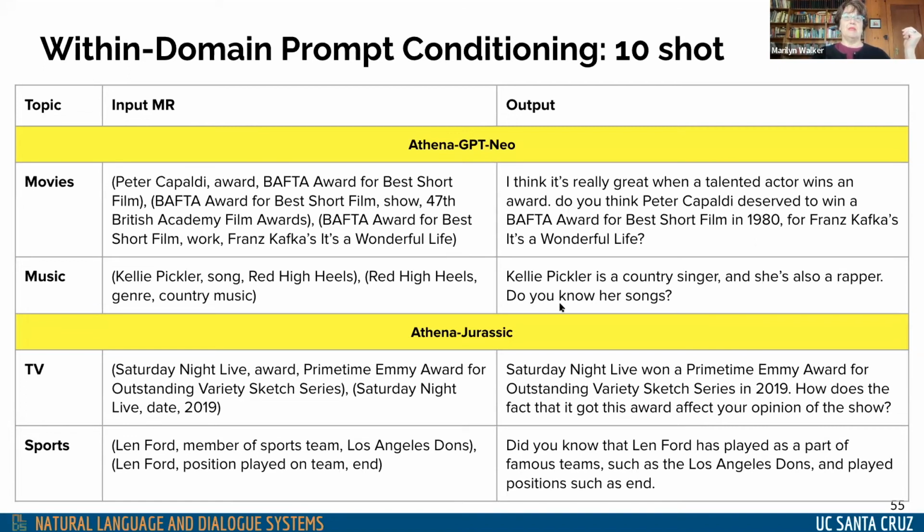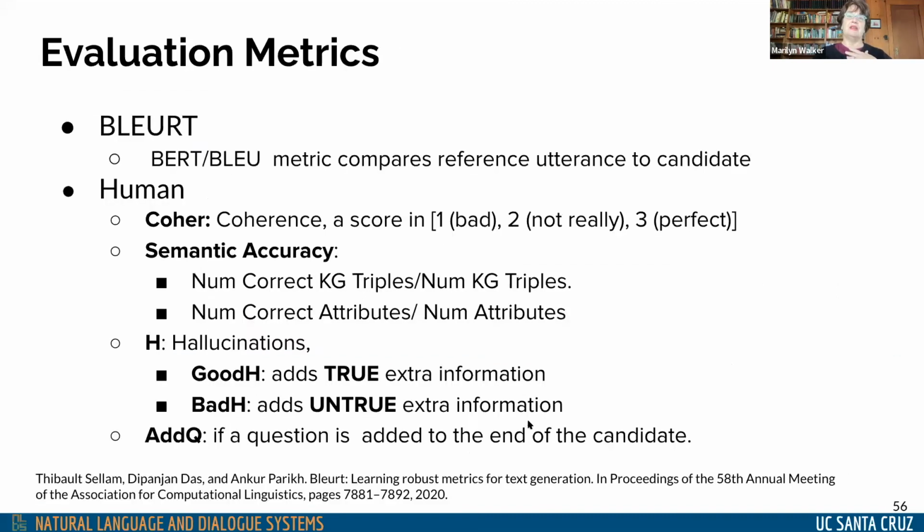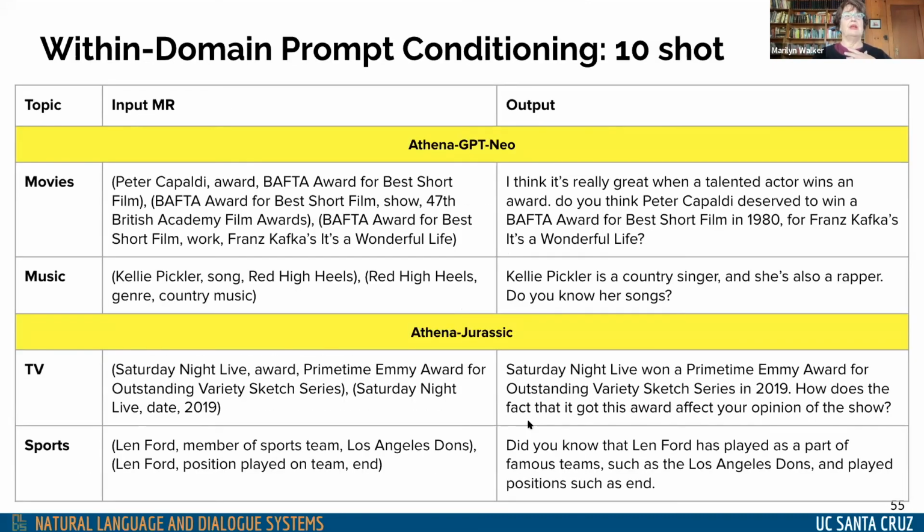Also, you can see that this smaller language model says it knows stuff about Kelly Pickler. It says that she's a country singer, which isn't specified here, and also a rapper. And then it adds this question about her. It doesn't say that her song is Red High Heels. It does say that she's a country singer, but it doesn't say that Red High Heels is country music. And the Jurassic, as you'll see with our quantitative measures, actually gets much higher semantic accuracy than the smaller model.